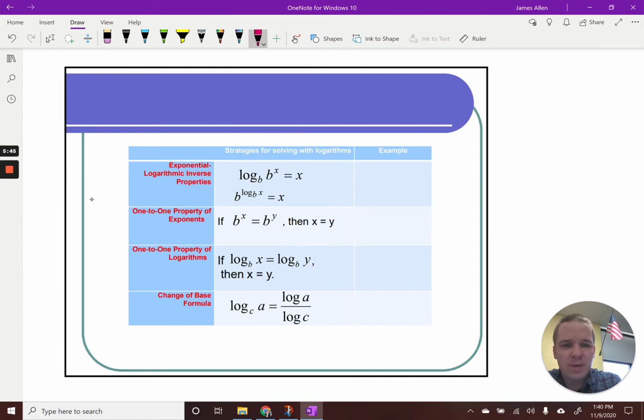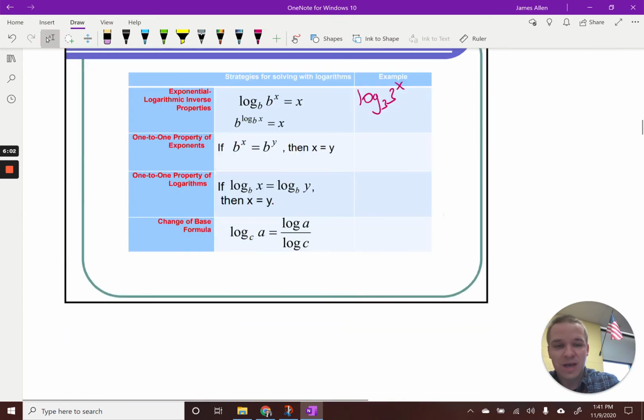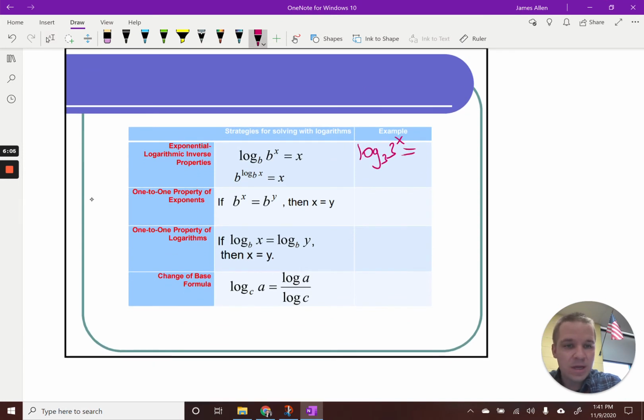So what's an example of that? It'd be like log base 3 of 3 raised to the x. Well, by my power property, right? Look at this. We're already using these properties. I can bring that exponent down as a coefficient. Let's do that. So I would have x times log base 3 of 3. Well, what is log base 3 of 3? 3 to what power gives me 3? 1. So this is equal to 1 times x, which is just x.